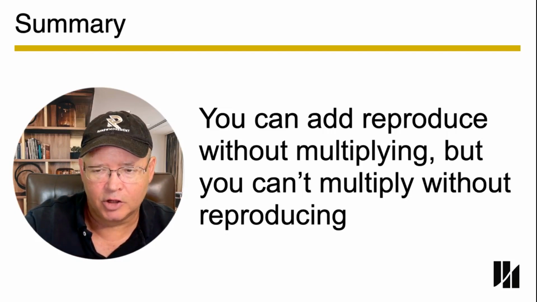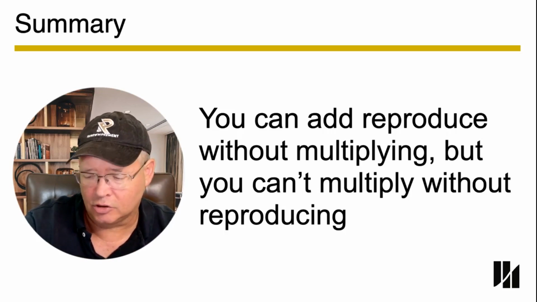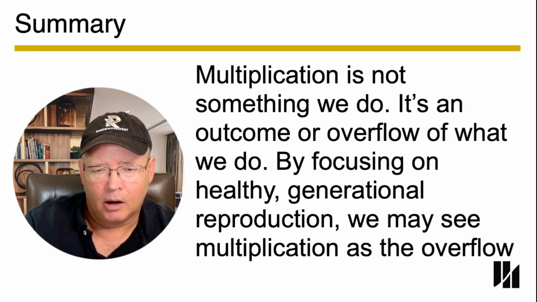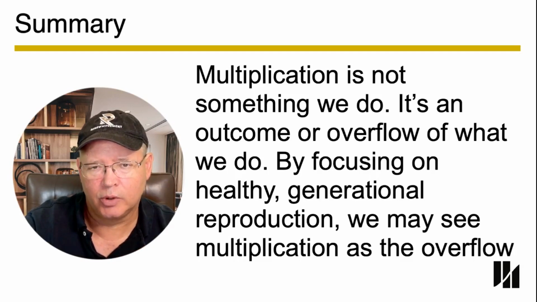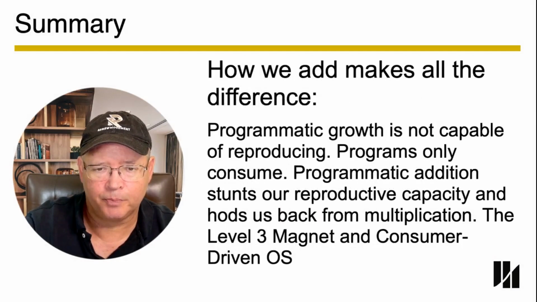The right kind of addition allows us to reproduce. That reproduction produces the right kind of addition further, which further leads us generationally to multiplication. And it's all built on the healthy right kind of addition. Our fourth principle, multiplication is not something we choose to do. It's an outcome or an overflow of what we do. By focusing on healthy generational reproduction, we may see multiplication as an overflow. That's what our prayer needs to be, that we cooperate with God doing healthy generational reproduction, and we're blessed with seeing an outcome of multiplication.